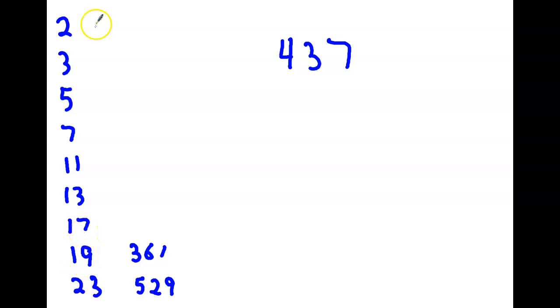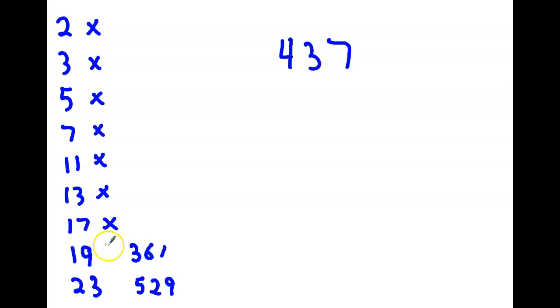So let's check. 2, no. Let's try 3. 4 plus 3 is 7, plus another 7 is 14, so that's not divisible by 3, so no. Clearly not divisible by 5, because it doesn't end in 5 or 0. 7, let's just check here. 437 divided by 7. I don't get a whole number, so no. Let's check 11. 437 divided by 11 is not a whole number either, so no. Let's check 13. 437 divided by 13 is not a whole number. Let's check 17. 437 divided by 17. I don't get a whole number either.